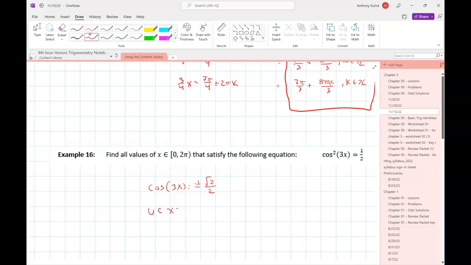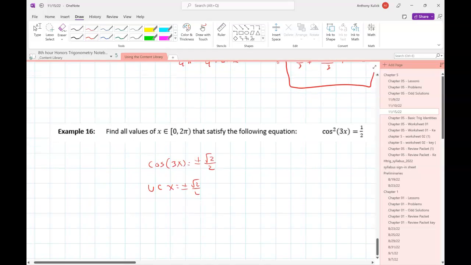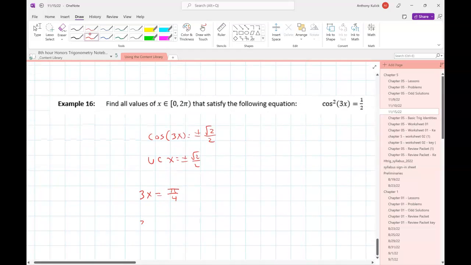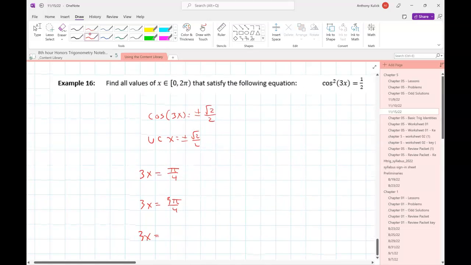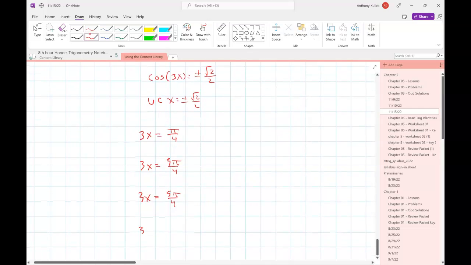Go to the unit circle. Look for any place where x is positive or negative root 2 over 2. That happens at pi over 4, and it'll happen again at 3 pi over 4, and at 5 pi over 4, and at 7 pi over 4.